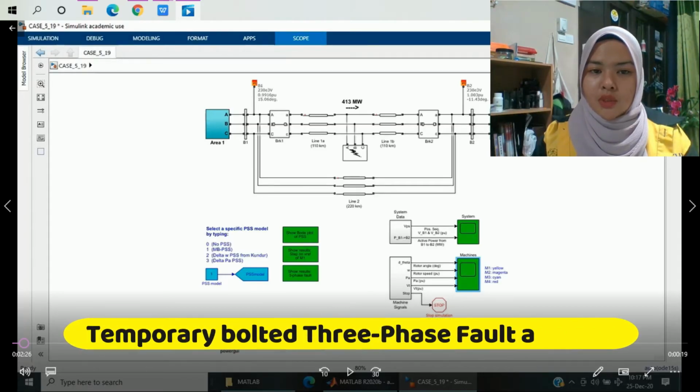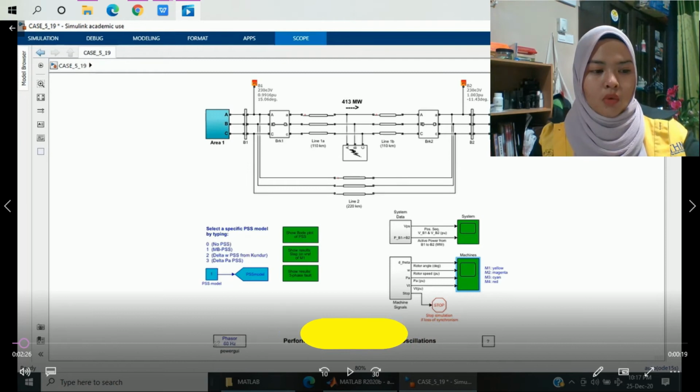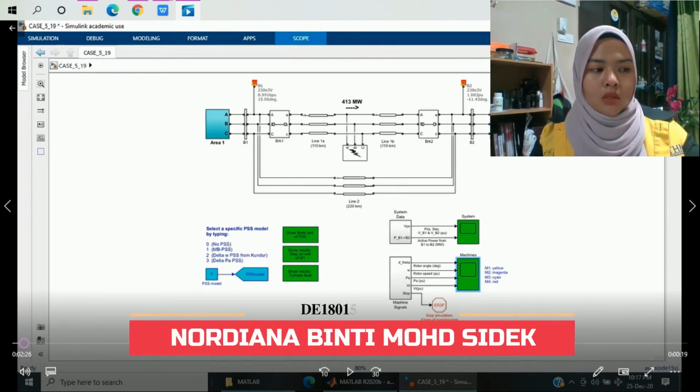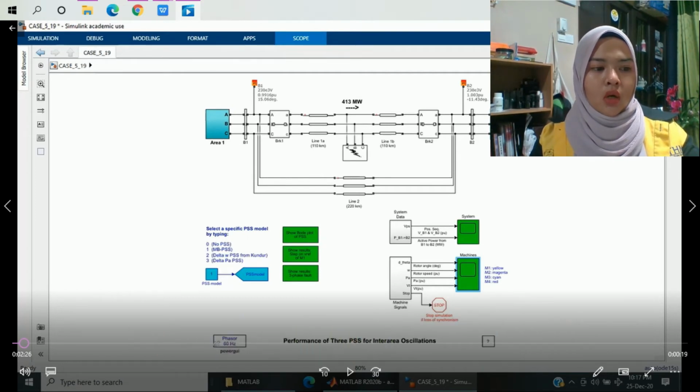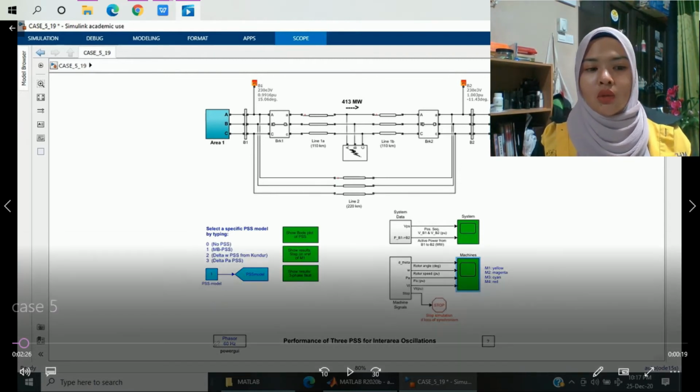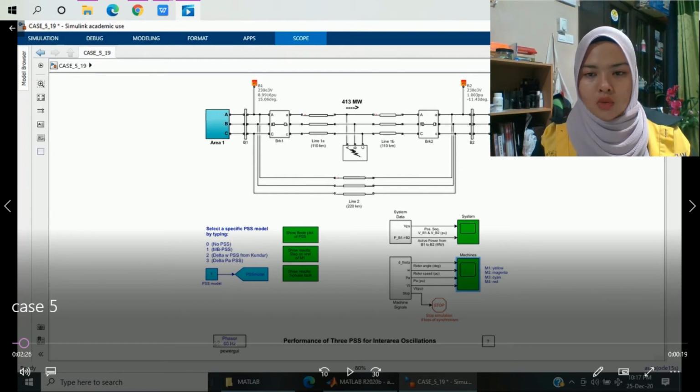Okay, hi, Assalamualaikum. So today I would like to present about temporary voltage 3-phase fault of bus 8. Before that, my name is Nordana Ahmad Siddiq, DE180150. So this is the model that I designed in MATLAB software. There are two areas, area 1 and area 2, and both of them we combine with the electrical circuit breaker in normally closed type. At the bottom, there are 4 loads attached with the machine.